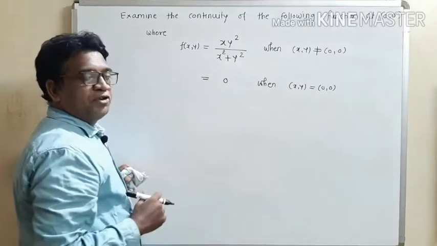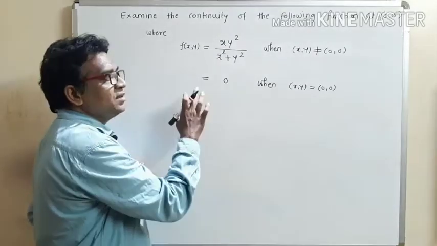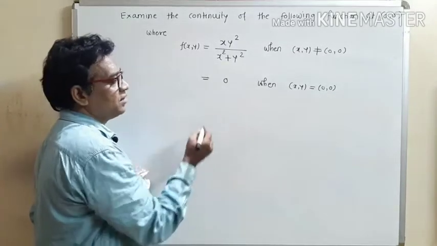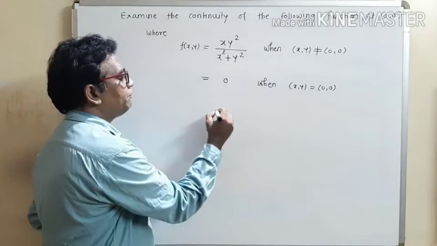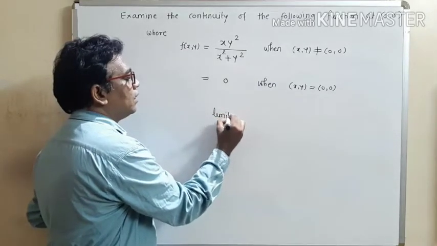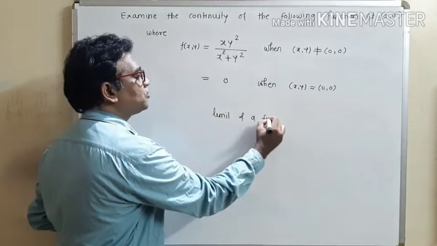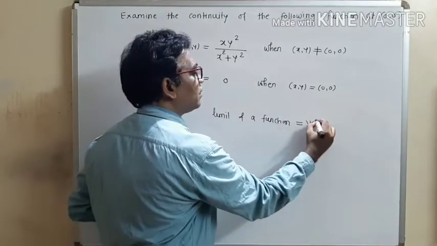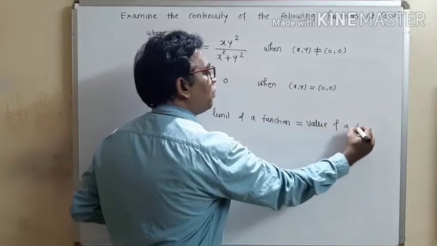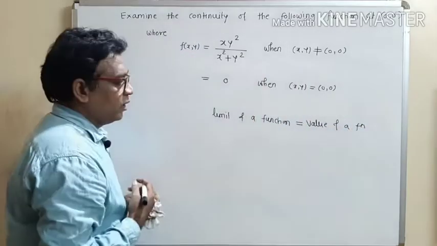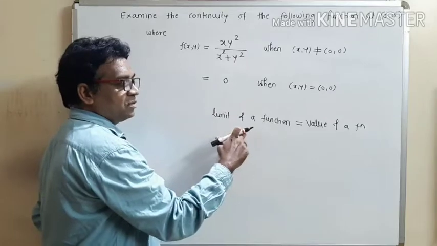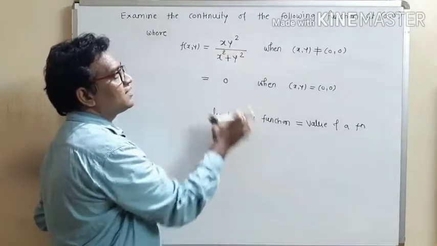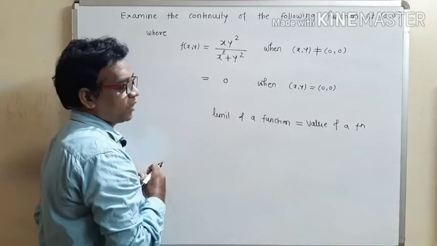Now what is meant by continuity? We have seen the definition of continuity. What is the definition of continuity? This is the definition. If the limit of function is equal to the value of function, then the function is said to be continuous.